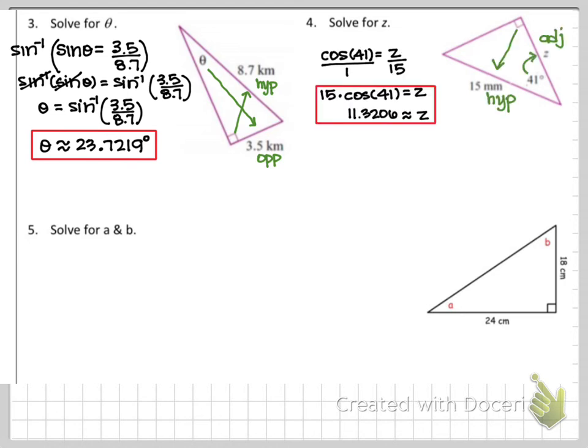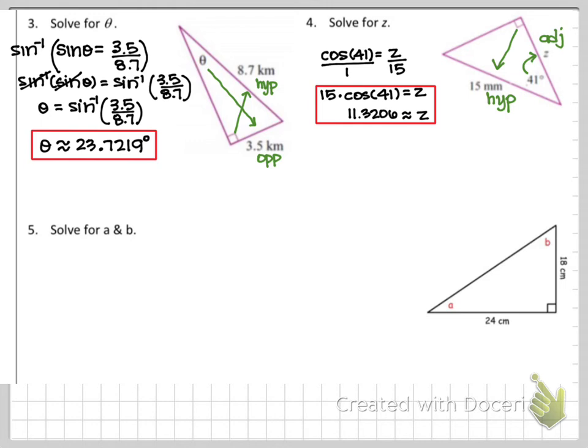So I identified my sides, and it looks like I have adjacent and hypotenuse, which is going to be the cosine ratio. But I know the angle, so I don't have to do inverse cosine this time. So I set up my proportions and I cross multiplied. Then I went through and I solved and I got 11.32. Since I don't know the other side, the only thing I can compare this against is the hypotenuse, which was 15. And it's less than 15, so that's good. All right, let's take a look at the next problem.